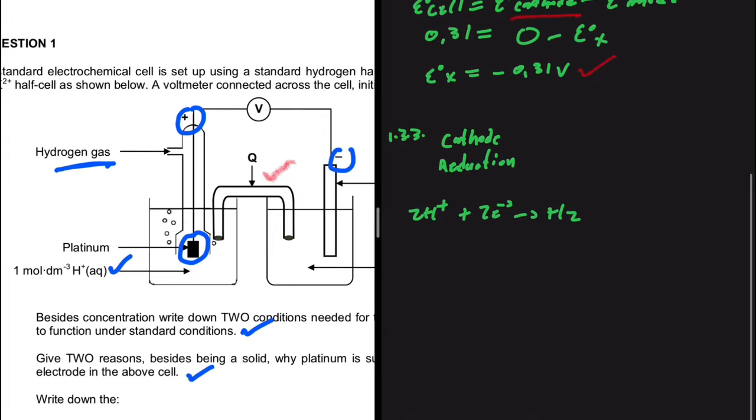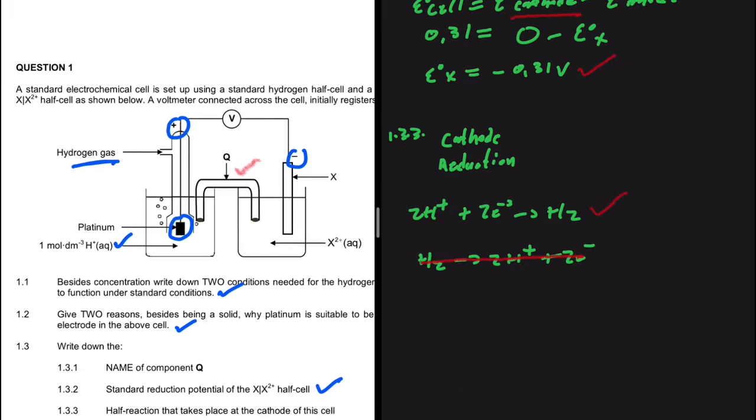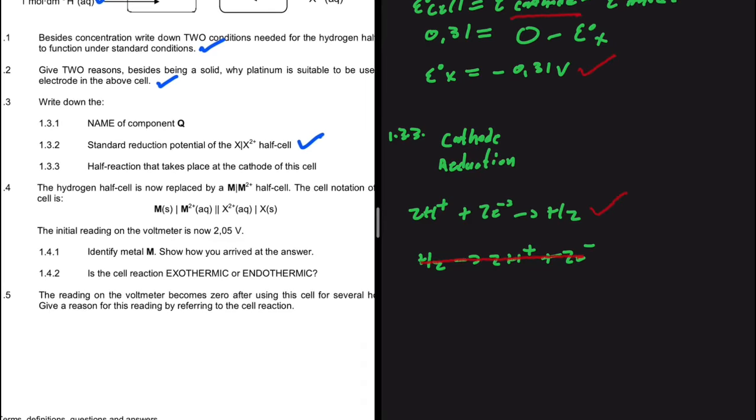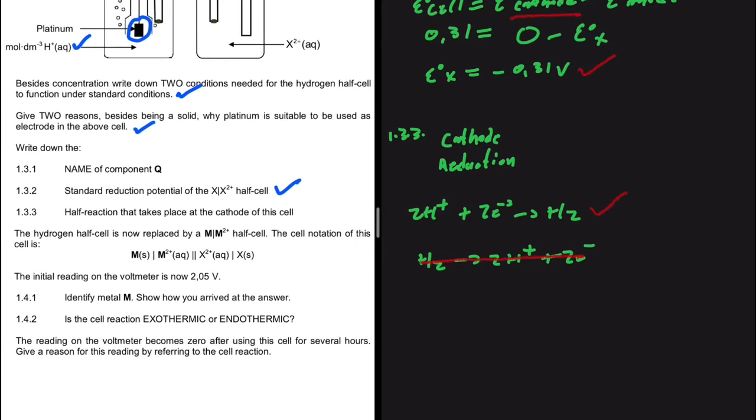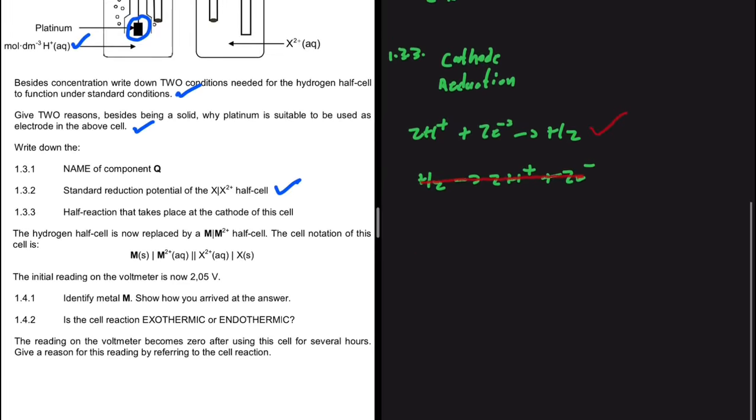If this was the anode, then we would write the equation in the following way. We would have hydrogen gas giving us 2H+ plus 2 electrons if it was at the anode. If it is at the cathode and the reduction is taking place, then this is our equation. I'm just doing that for the sake of clarity, when you have a question which requires the half reaction at the anode.